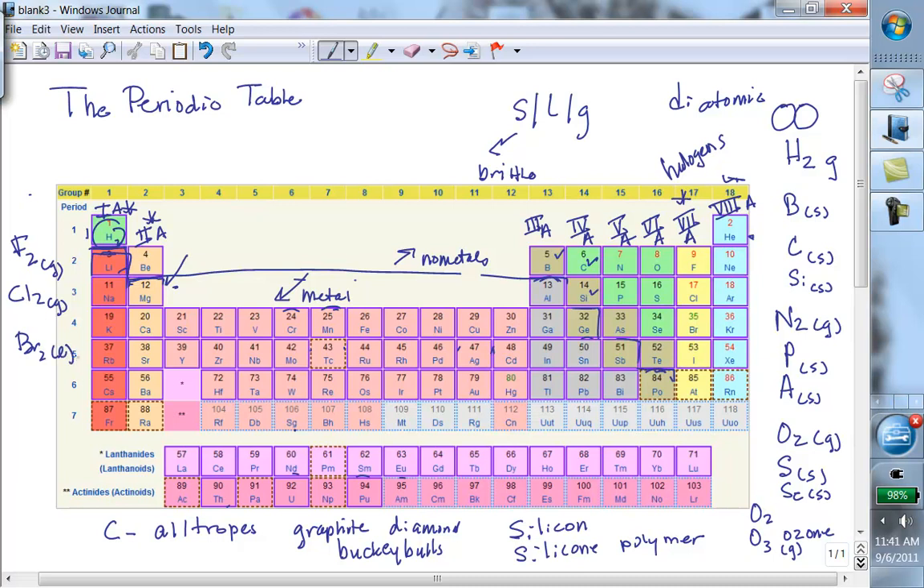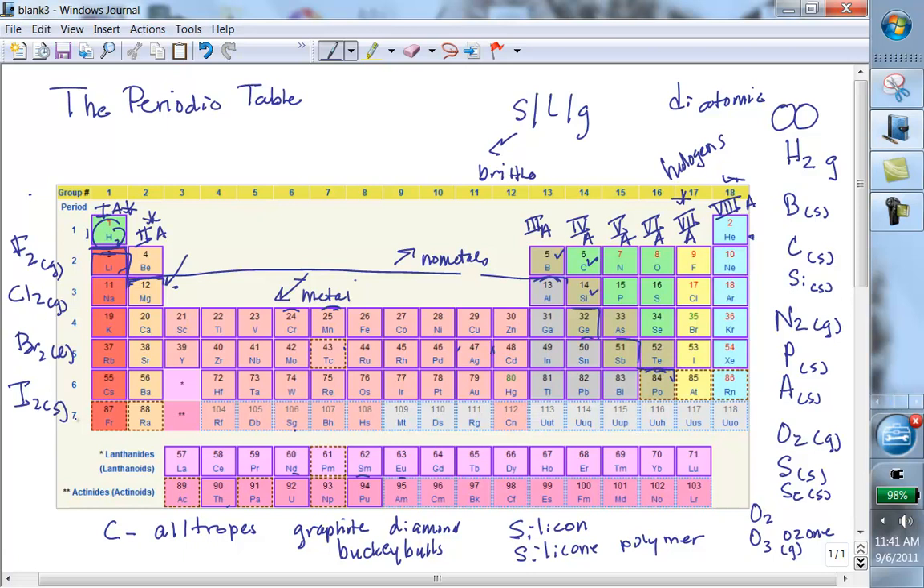Bromine is actually a liquid at room temperature, and it is pretty reactive, and iodine is actually a solid at room temperature. And it's a solid that actually sublimes a lot like mothballs do. But chemically, they have similar properties.